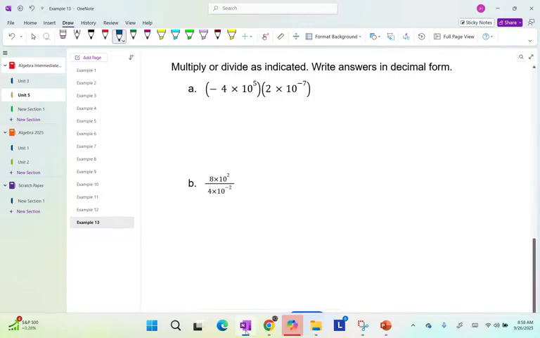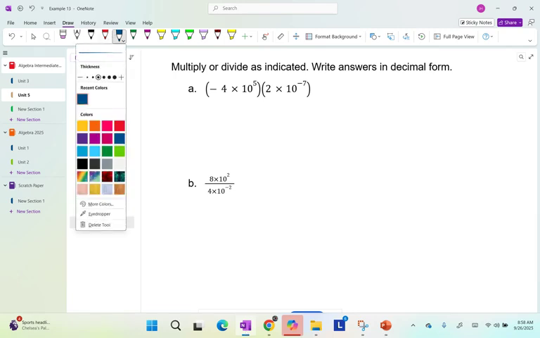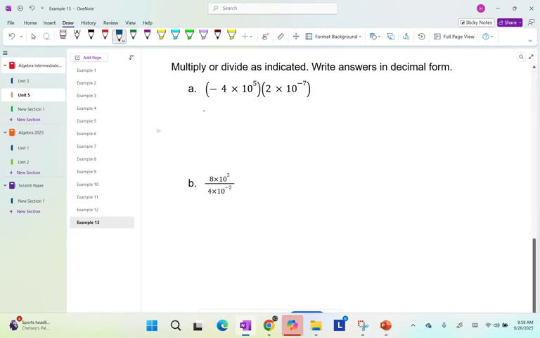All right, guys, in this video, we're going to be multiplying and dividing scientific notation, and ultimately we want to write our answers in decimal form. So to do this, we'll start off with the multiplication. We're going to rearrange this. Multiplication is commutative, which means that we can move numbers around as long as we keep their signs the same.